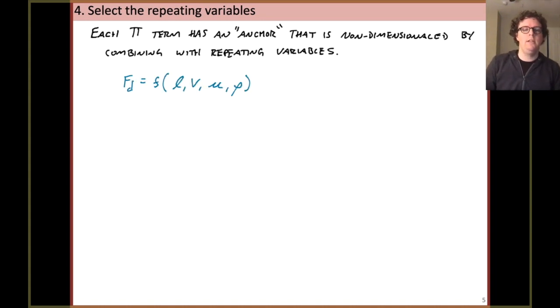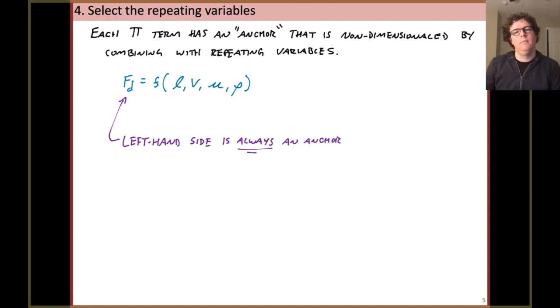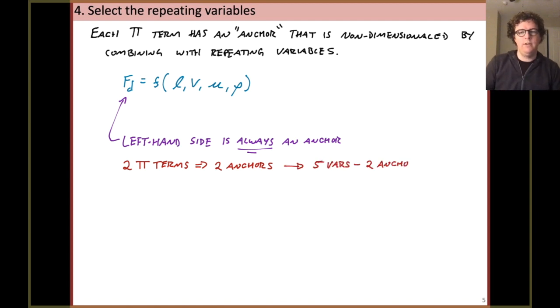So let's take a look at the variables that we've got here. We need to decide how many are going to be anchors and how many are going to be repeating variables. So how do we do this? Step 1, the thing you started with, the left-hand side, the property that you're trying to predict, is definitely going to be an anchoring variable every time. Now, because we know we need 2 pi terms, we know we need 2 anchoring variables. So 5 variables total, 2 serving as anchors, means 3 of them will be selected as repeating variables.